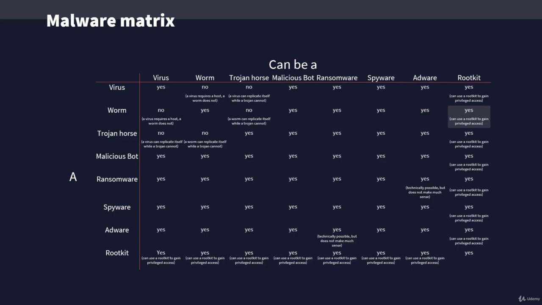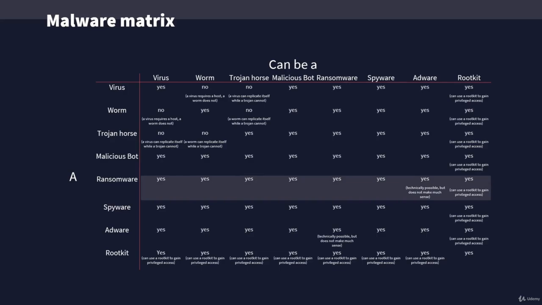After the worm, let's talk about Trojan. As we already mentioned, a Trojan cannot be a virus or a worm. But similarly to the worm and virus, it can be other types of malware such as bot, ransomware, spyware, adware, and rootkit. Next on the matrix, we have the malicious bot, which can also be any other type of malware. After that, we have ransomware, which similarly can be any other type of malware.